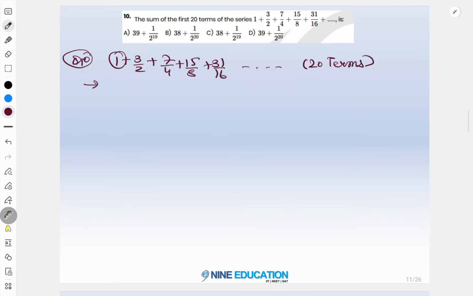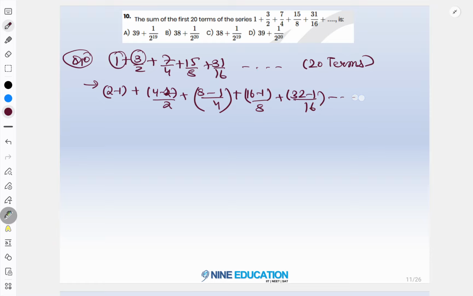Now if we see the terms carefully, the 1 can be written as 2 minus 1. This 3 we can write as (4 minus 2) divided by 2. 7 can be written as (8 minus 1) by 4. 15 can be written as (16 minus 1) by 8. 31 can be written as (32 minus 1) by 16. Why I am writing this is because it is making a pattern.